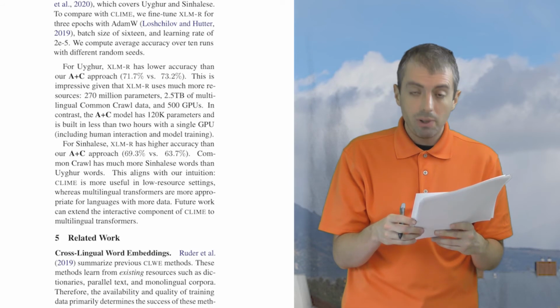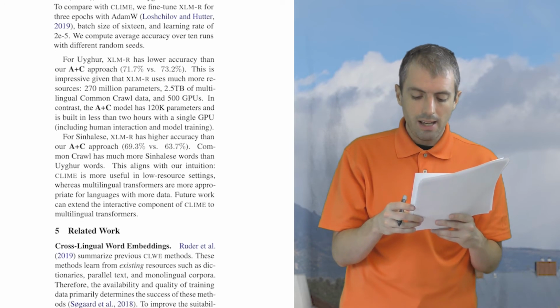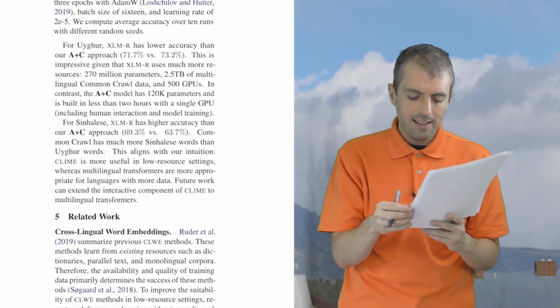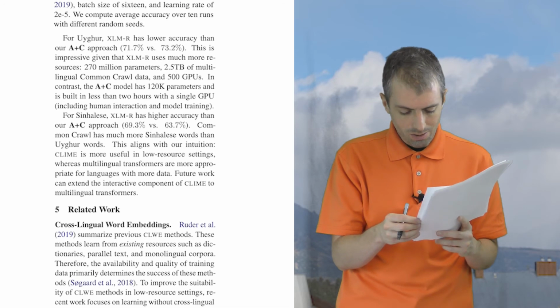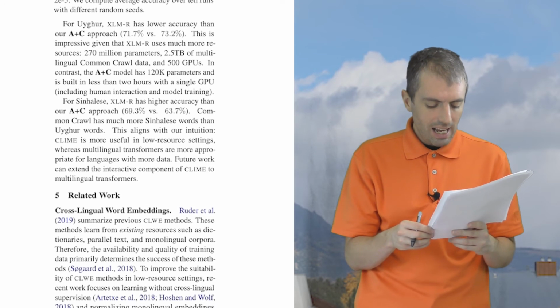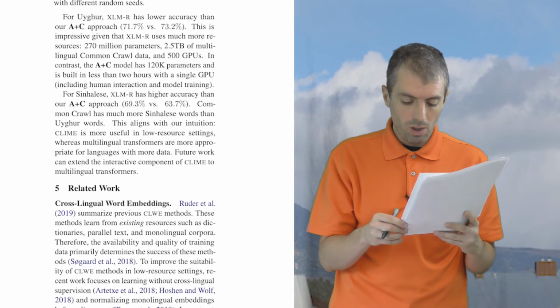To compare with Climb, we fine-tune XLM-R for 3 epochs with AdamW, batch size of 16, and learning rate of 10 to the negative 5. Average accuracy is computed over 10 runs.